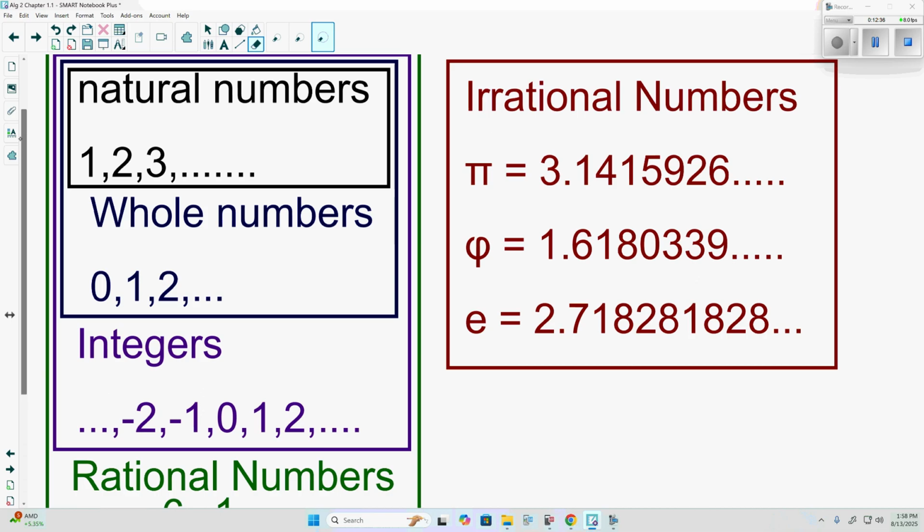And the last one here is e. e is another irrational number. It's non-repeating, non-terminating. And we use it for logarithms, logarithmic equations. We won't look at that till the spring. It's going to be a few months before we look at logarithms. Okay? So we kind of see these here.